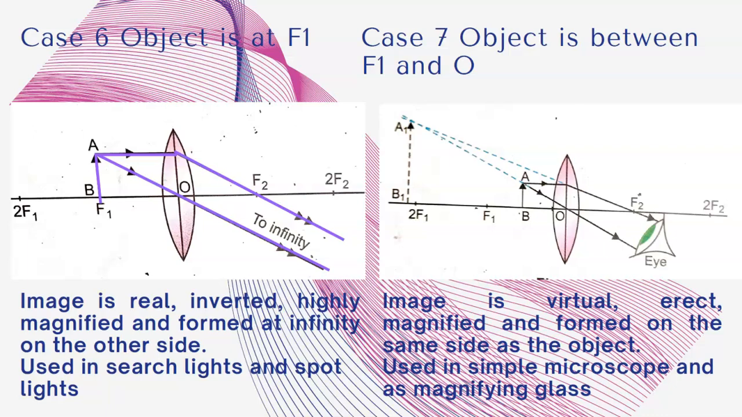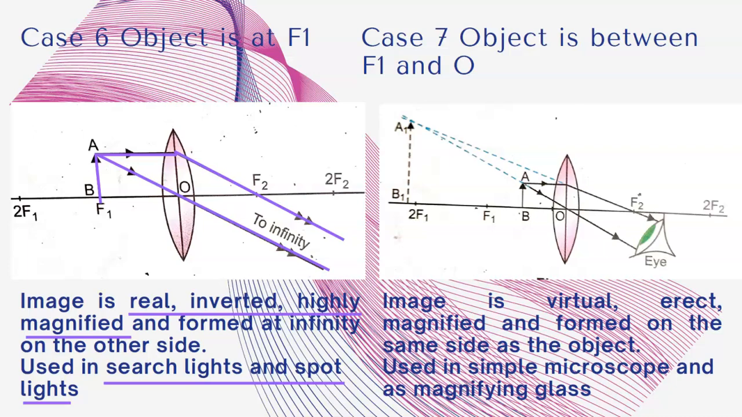The parallel rays never meet, so we say that the image is formed at infinity. Although we cannot see the image, we say that it is formed at infinity and it is highly enlarged or highly magnified. Again, characteristics, the image is real, it is inverted, it is highly magnified. Remember, an image that is formed at infinity is always highly magnified, and it is formed at infinity on the other side of the lens. This case of the lens finds its use in searchlights and spotlights wherever we require a parallel beam of light.